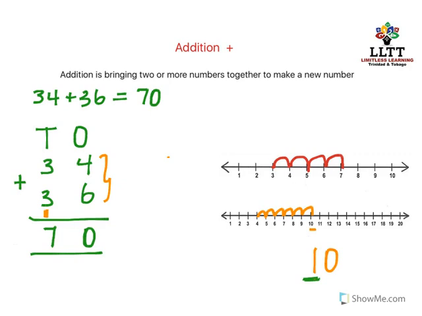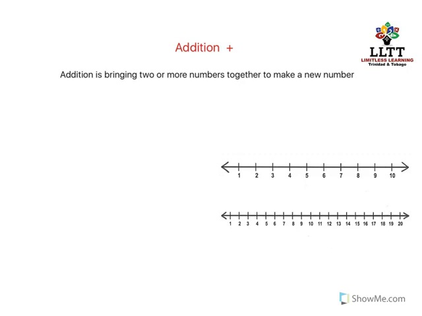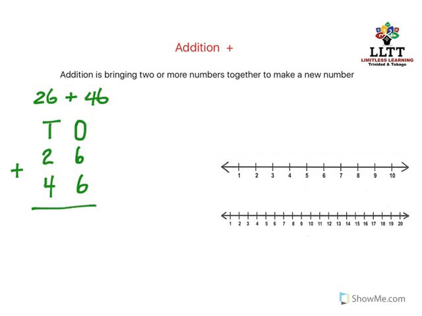Let's try another example. So let's say we wanted to add 26 plus 46. Two digits, so we're dealing with tens and ones. I'm going to put T for tens, O for ones. 26 has 2 tens and 6 ones, and 46 has 4 tens and 6 ones. I'm going to put my addition sign on the left-hand side between the two numbers, and of course my equal sign, and I'm going to write my results in between my equal sign.